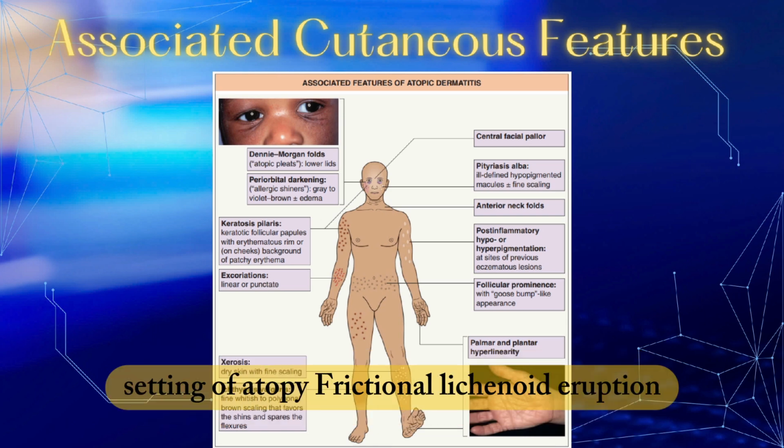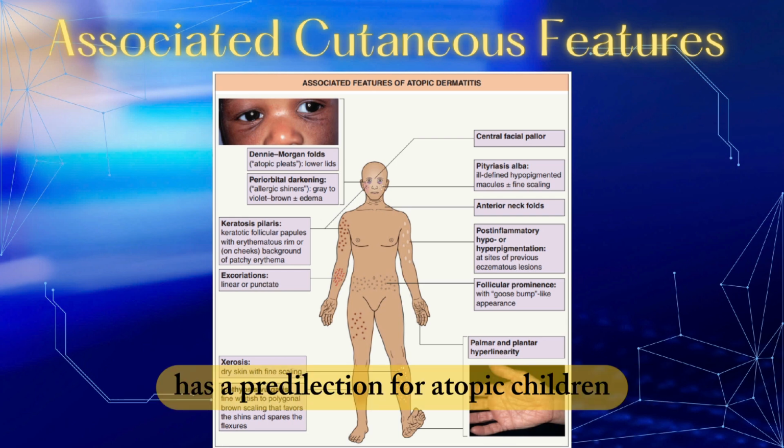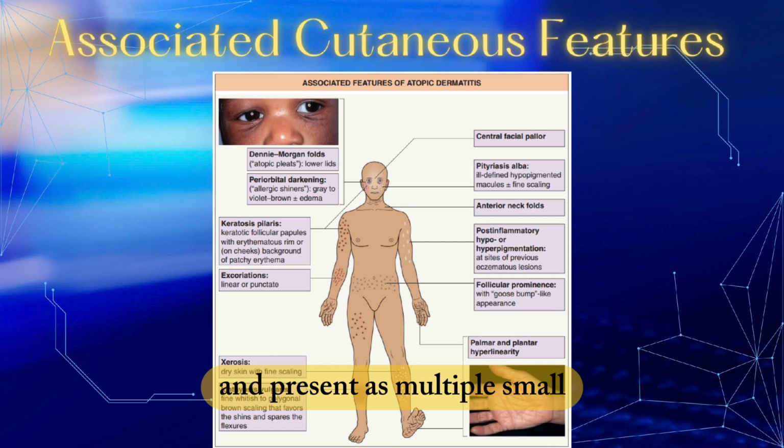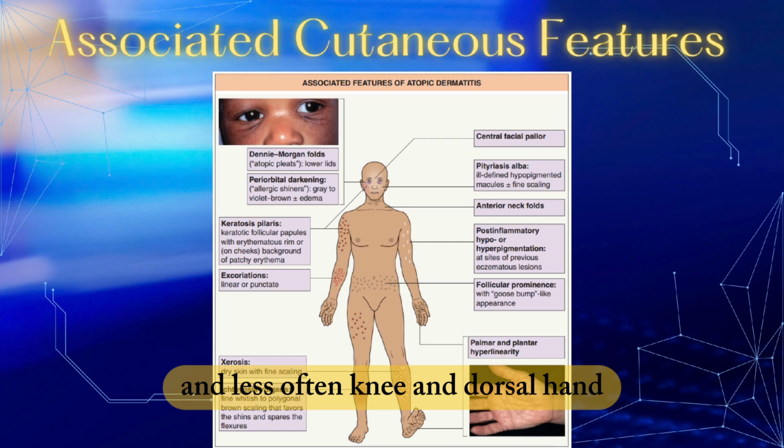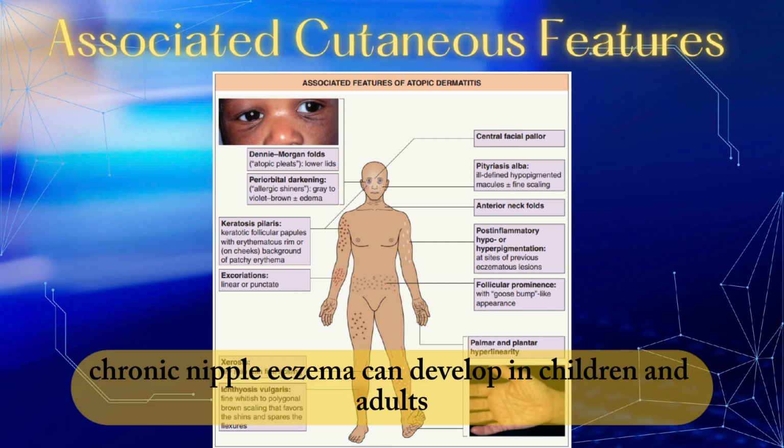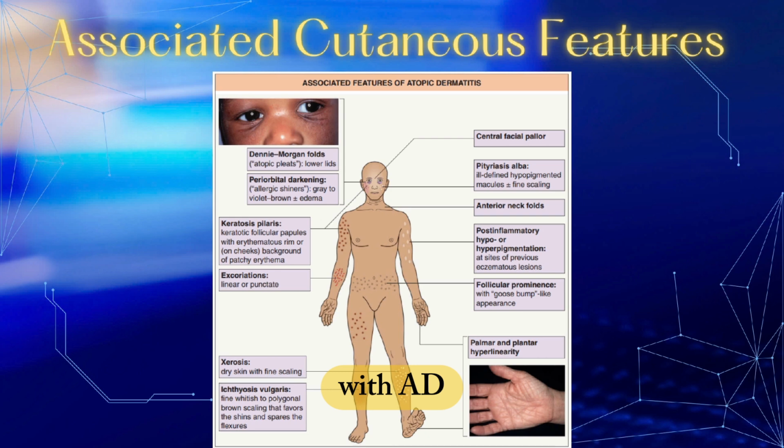Frictional lichenoid eruption is typical for atopic children and presents as multiple small, flat-top, pink to skin-colored papules on the elbows and less often the knees and dorsal hands. Lastly, chronic nipple eczema can develop in children and adults with AD.